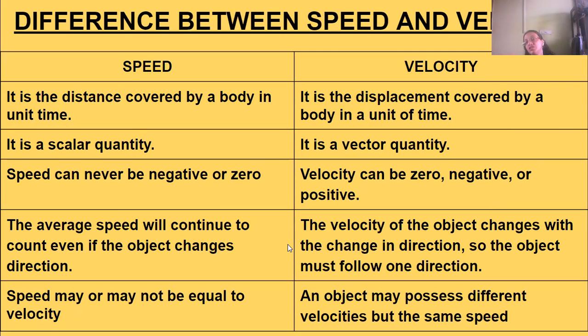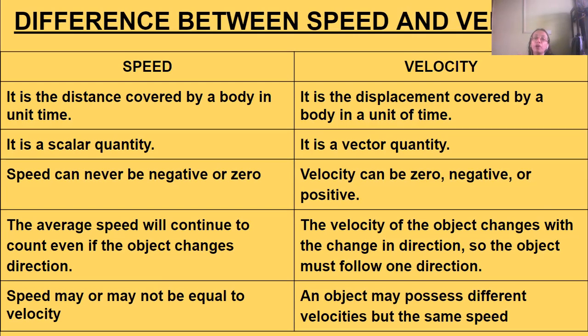Even if the object is changing direction, going to north, then to east, then to west, like that, if it is moving like that also, the average speed will be there. But in velocity, if it is changing the direction, there will be no velocity. So for velocity to continue, the object should move in one direction.